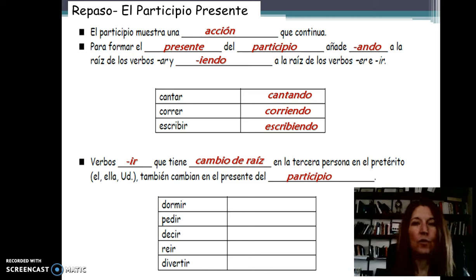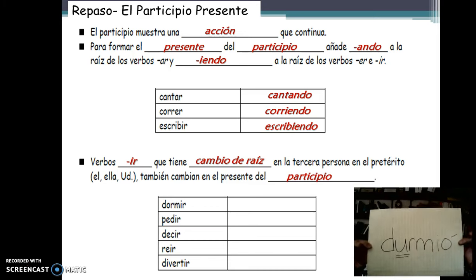So, do you guys remember your IR stem changing verbs in the preterite? If you don't, we have 5 right here, not 6. We have 5 right here that I'm going to show you. So let me remind you what those IR stem changing verbs look like in the preterite. What happens to that O in the verb dormir? Think back.